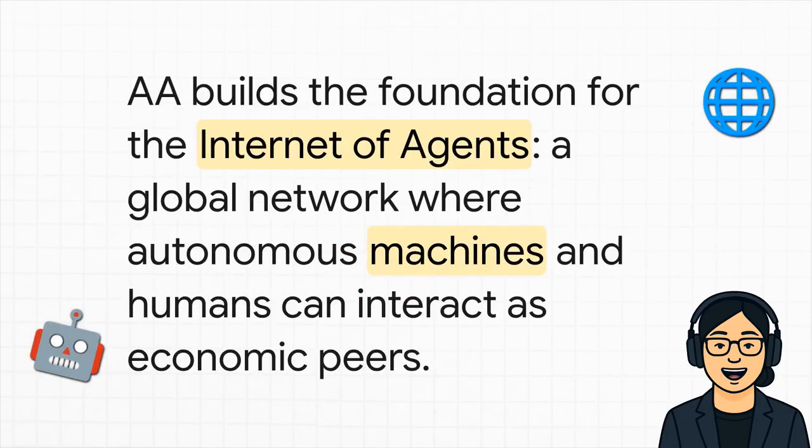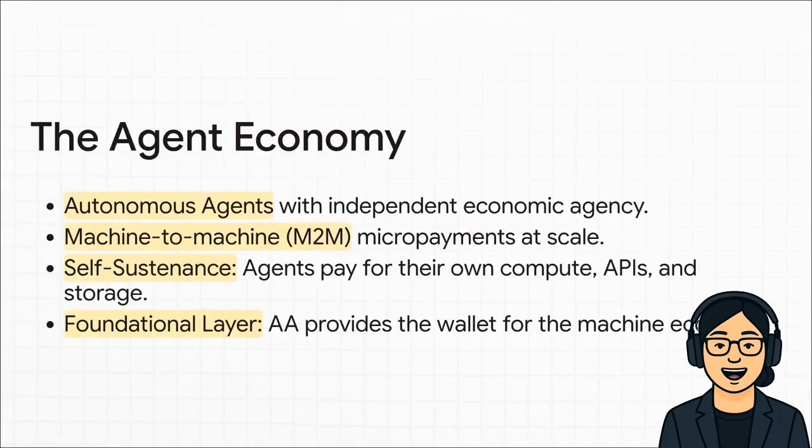But the long-term vision, well, it goes so far beyond just a better user experience for us humans. It's setting the stage for something much, much bigger: the collision of artificial intelligence and blockchain. And this is where we get to this incredible idea of an internet of agents. And this is the end game.